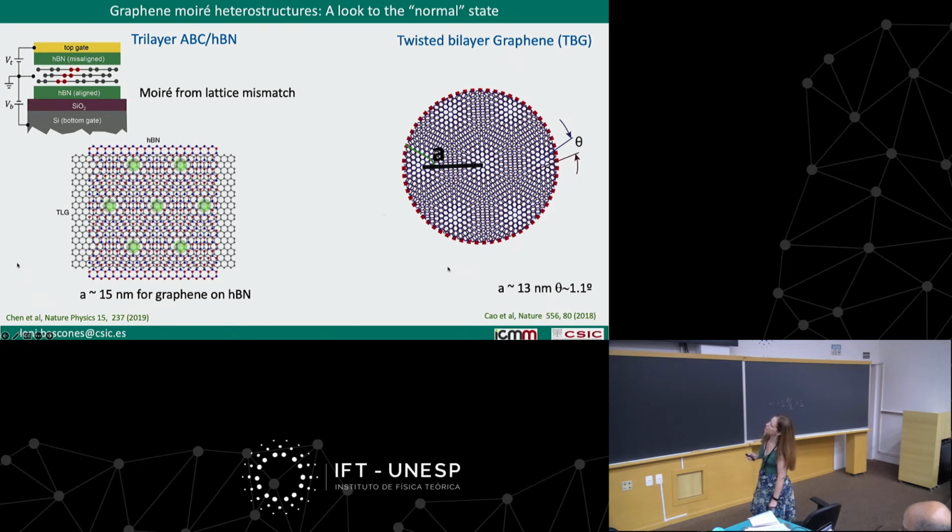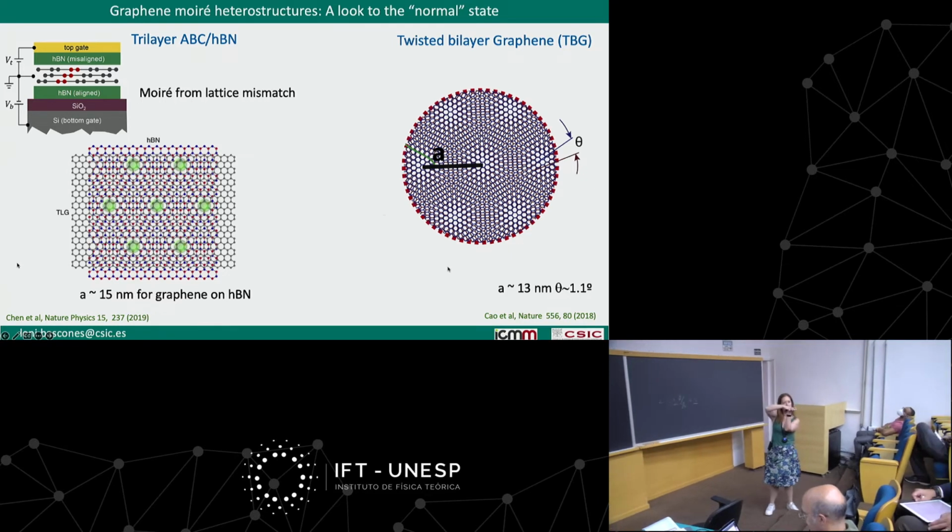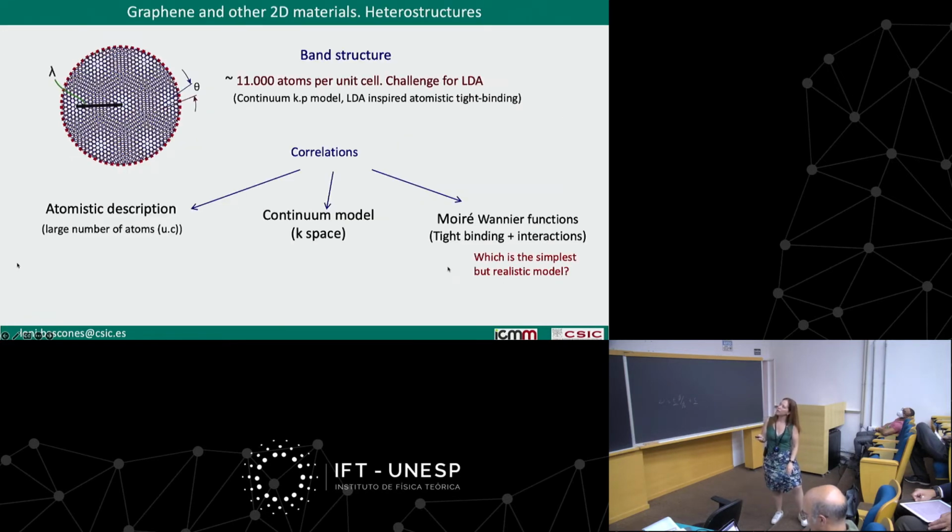In this system, you are going to see, we have a moiré, but we don't get this moiré from rotating, but from a lattice mismatch. So before going to that, let me just say a few words so that you are not lost.